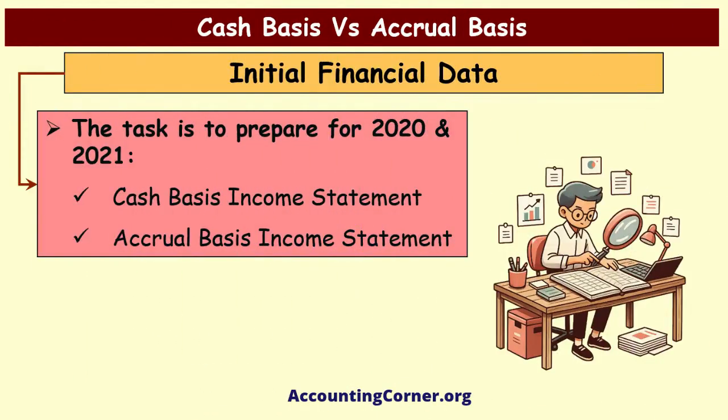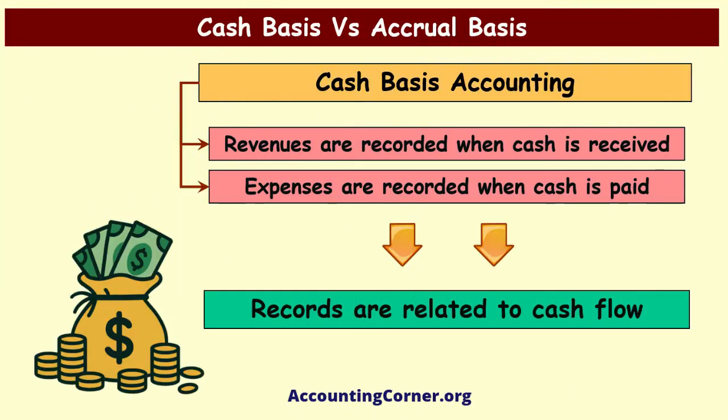The task is to prepare, for the years 2020 and 2021, a cash basis income statement and an accrual basis income statement. Let's start with cash basis accounting. Under this method, revenues are recorded only when cash is received, and expenses are recorded only when cash is paid. In other words, the timing of transactions is entirely based on actual cash flow.